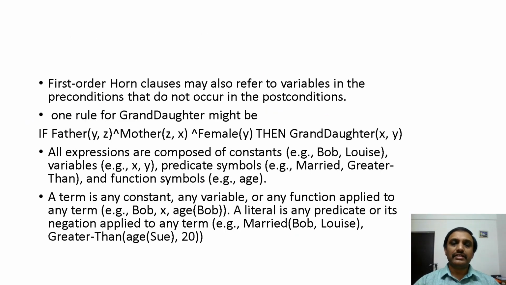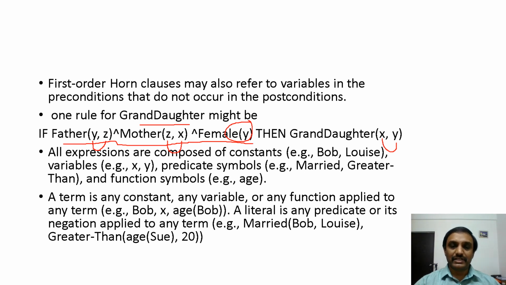These first-order Horn clauses may also refer to variables in the preconditions that do not occur in the postconditions. See the example here. One rule for granddaughter: father of y, z, mother of z, x, female y. First we are taking that y is female is true. Then z is father of y. X is mother of z. Here we are taking the conjunction of all these three cases. If these three are satisfied, automatically we can conclude y is a granddaughter of x.